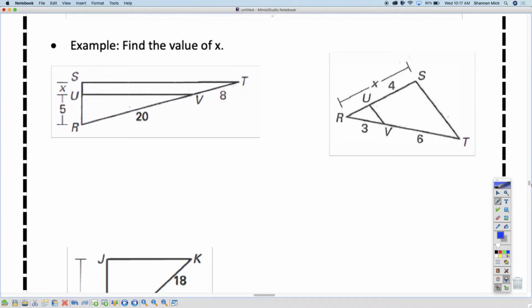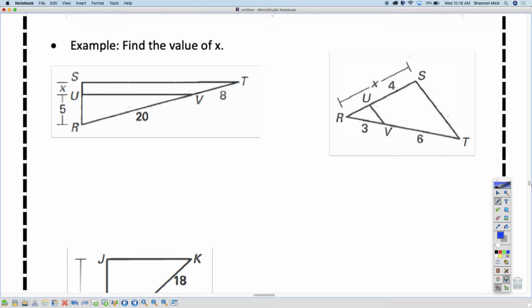On the first example, X is between S and U, UR is 5, RV is 20, and VT is 8. So what is RT? 28, because that's our segment addition that we did in topic 1, right? We've done this before. It says find the value of X. So I need to find X.